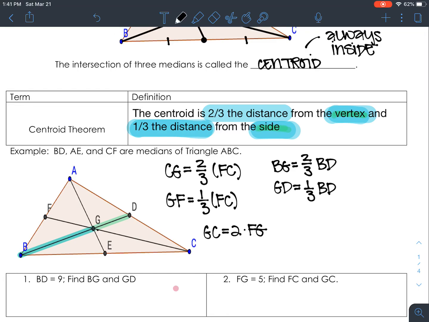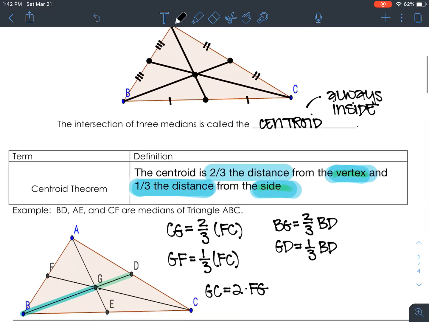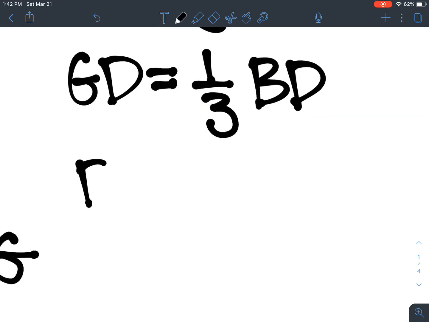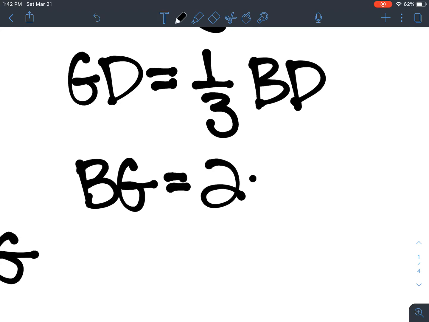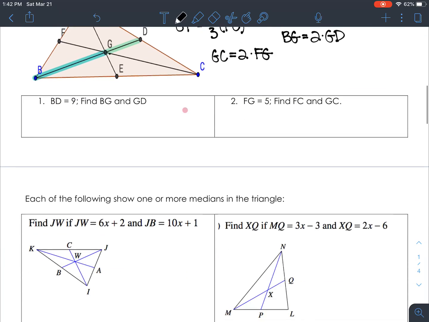Last one: we're now going to compare the two segments within the full segment, BG and GD. We know that it's a 2-to-1 ratio, which means the length of BG is going to be double, or 2 times, the length of GD. I'm going to pause there and come back and finish this one up.